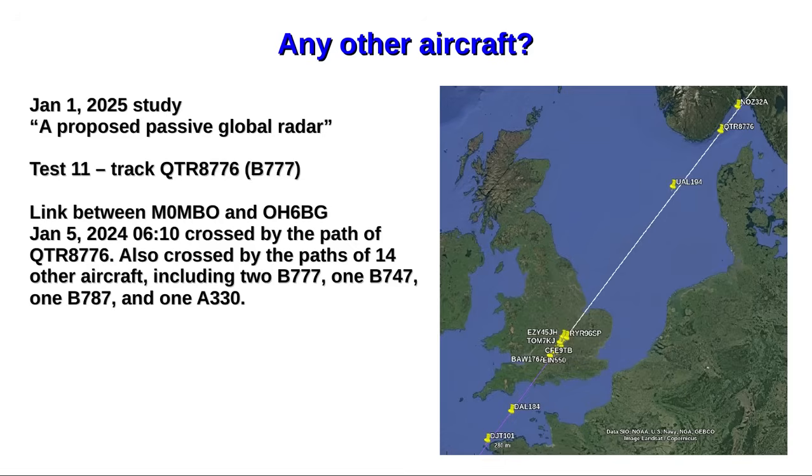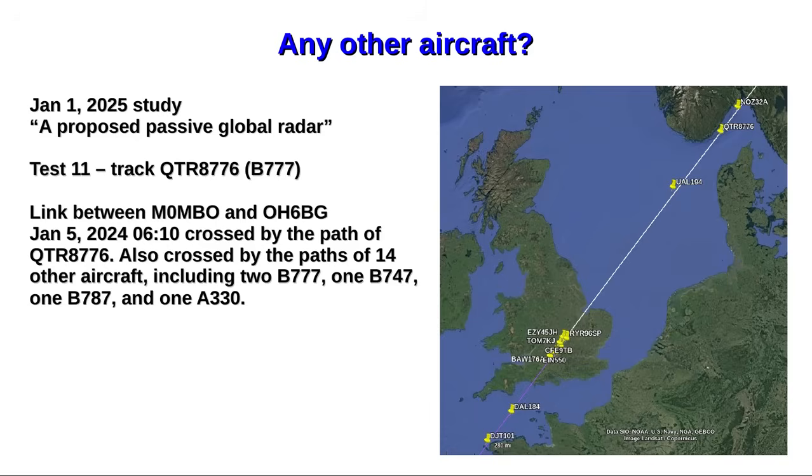A question that comes up from time to time is whether any other aircraft are crossing a link at the same time as the targeted aircraft. In a report of January 1, 2025, Godfrey selected a sample of 48 flights of Boeing 777 aircraft at various locations around the globe in order to see if he could track them.